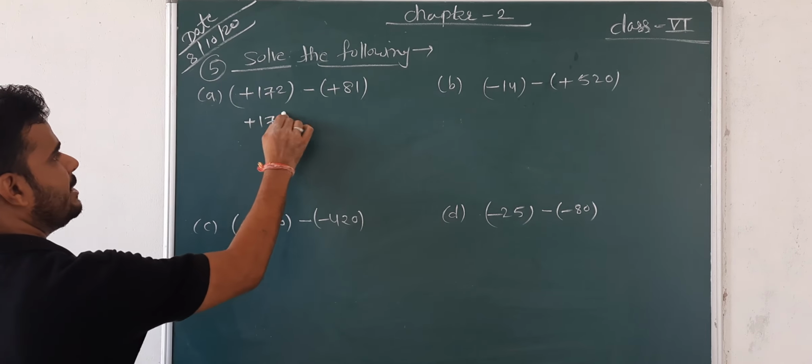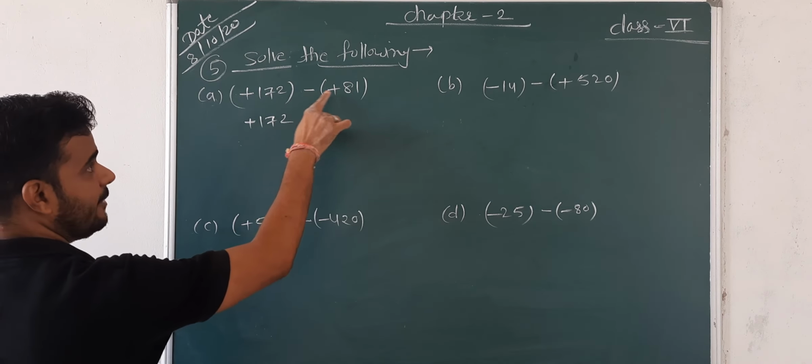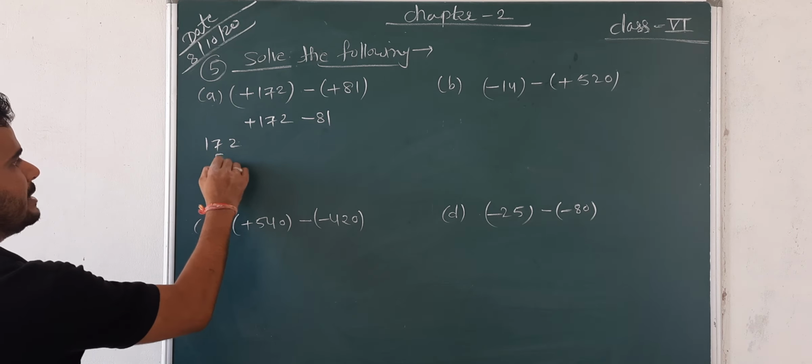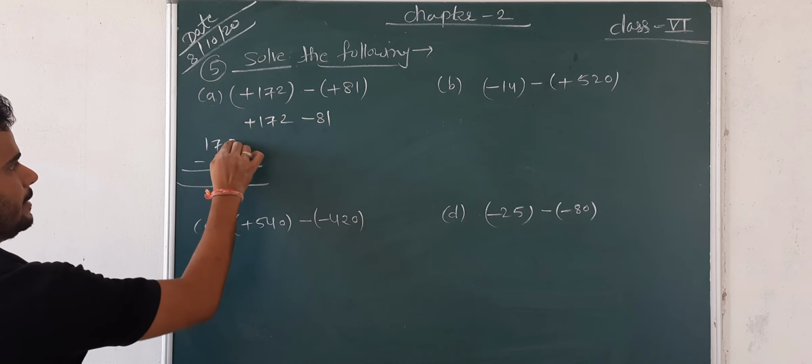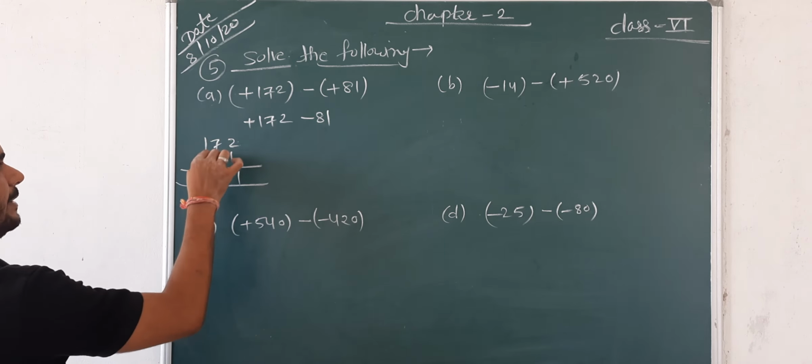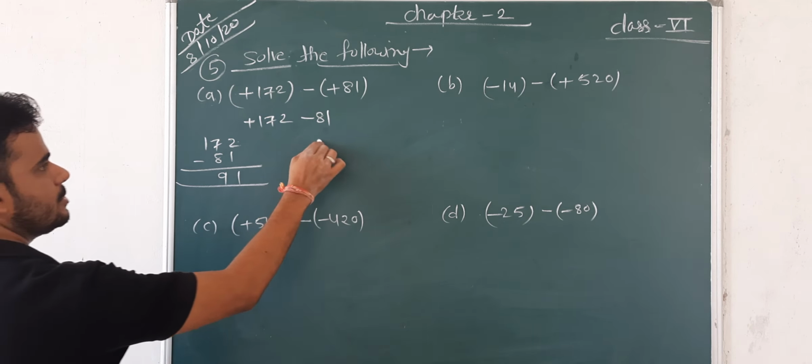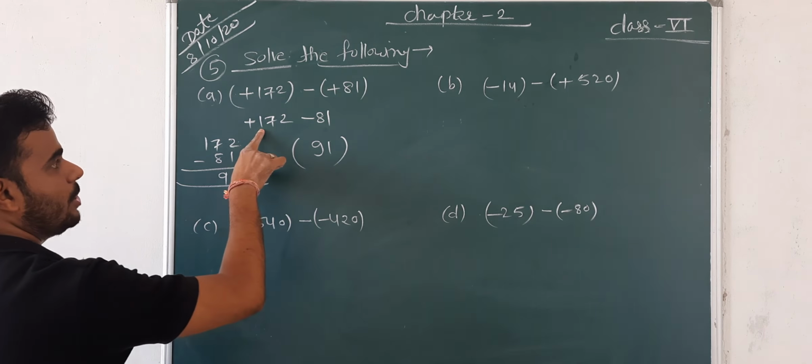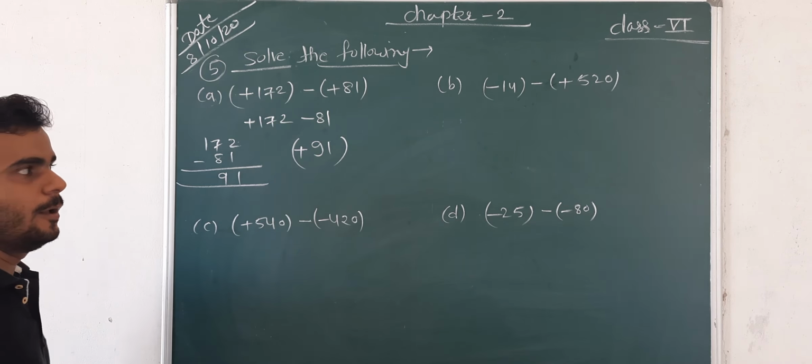Positive 172, negative 81. Negative and positive is negative. So you subtract 81 from 172. 172 minus 81: 2 minus 1 is 1, 17 minus 8 is 9. So answer is 91. But positive is bigger, so positive 91. Any doubt?